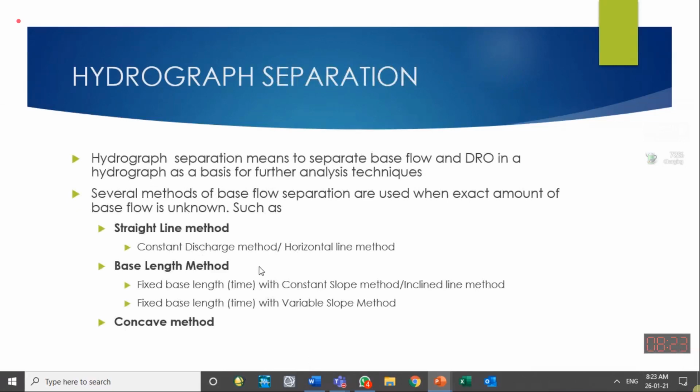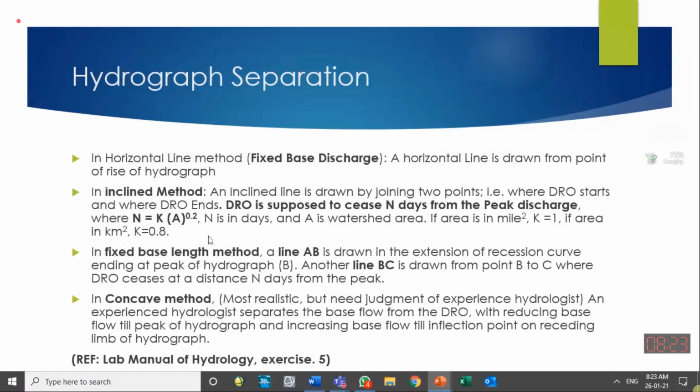Another straight line method, after the inclined line method, is the fixed base length method. In this method, a line A to B is drawn in the extension of the recession curve, ending at the peak of the hydrograph. So we draw a straight line. Now there will be two lines, rather than one inclined line.